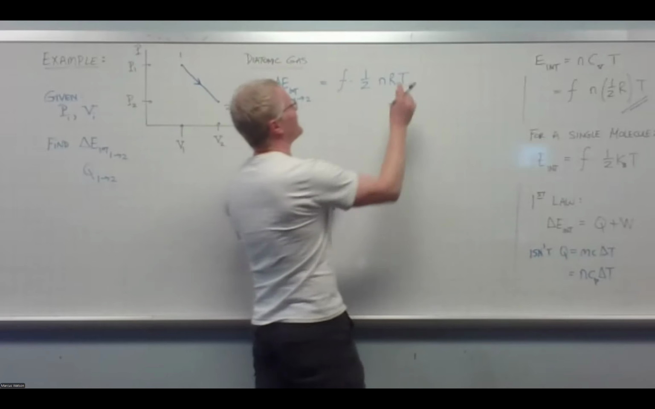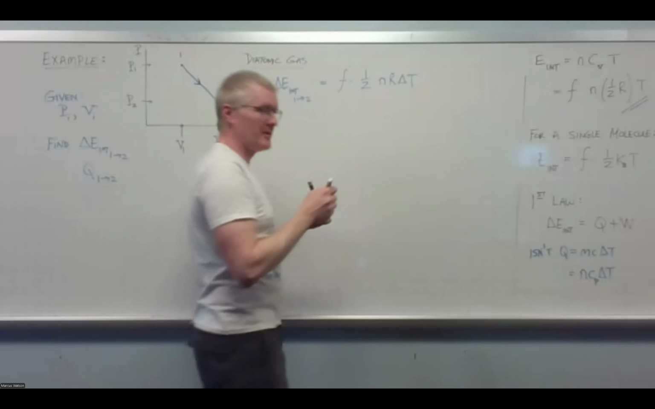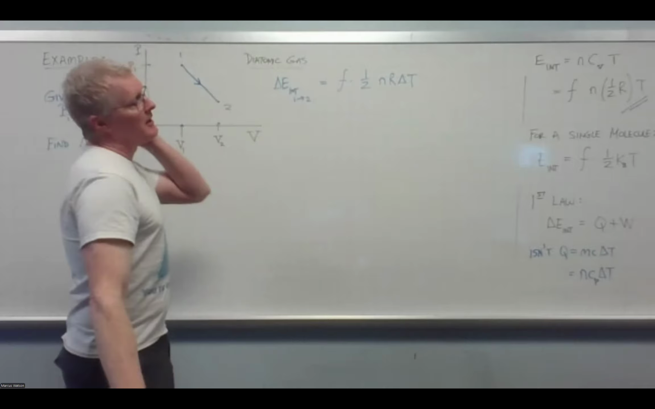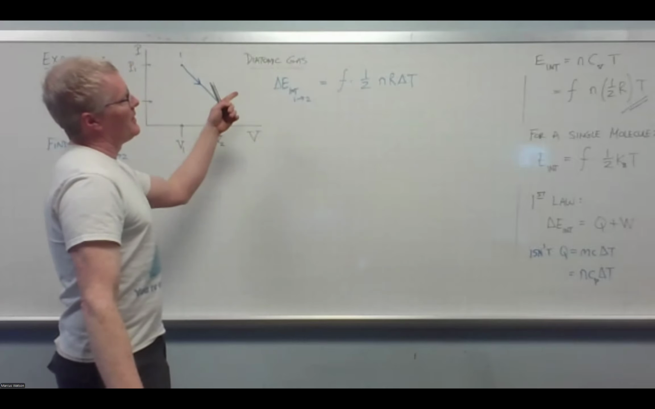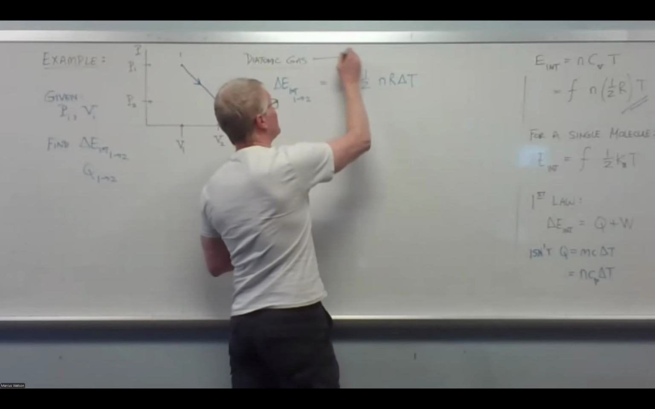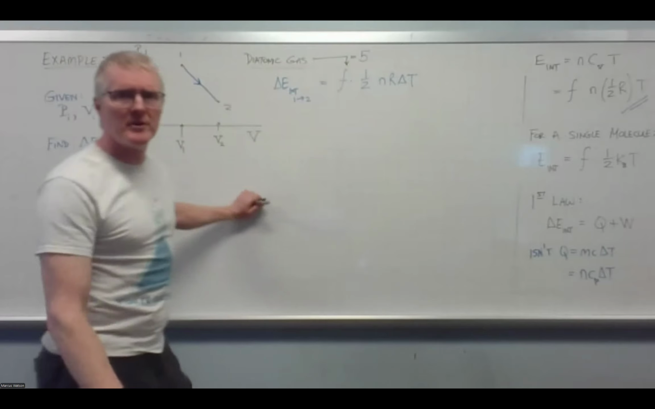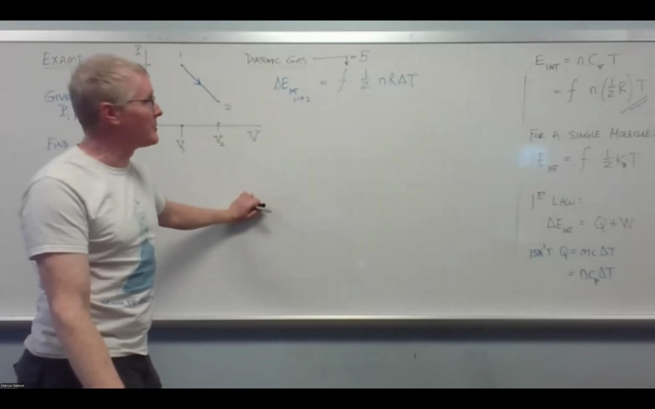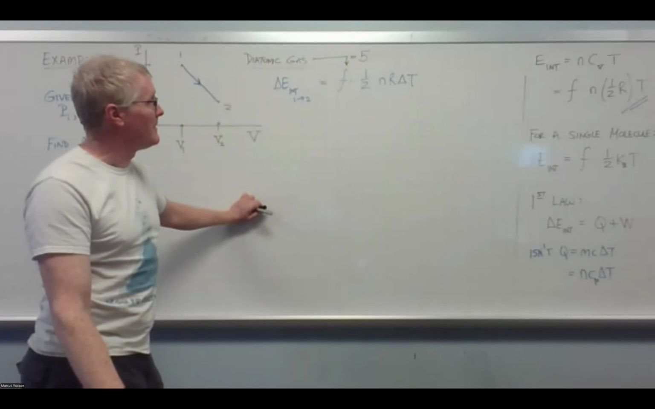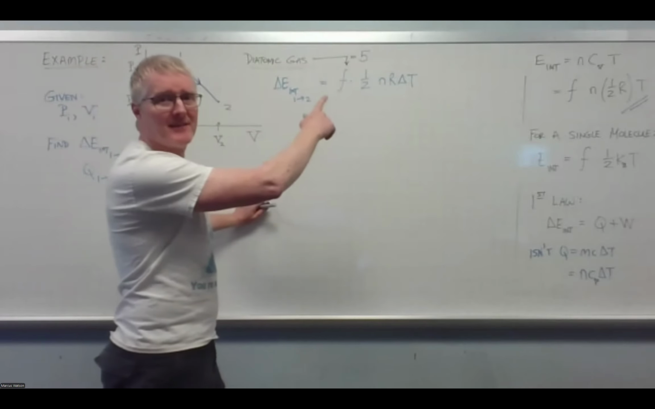Oh, whoops, that should be delta. See, once again, folks, stop falling down on the job here. For a diatomic, my F is 5. So I'll put in 5 for the number of degrees of freedom. We have the n and the R, whatever, but we need to calculate the delta T.